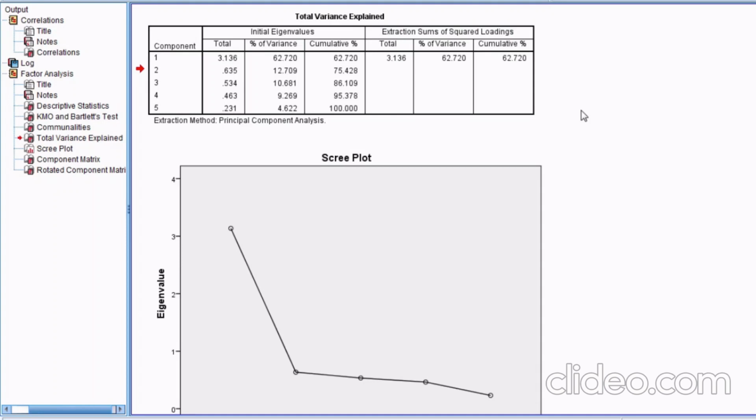Okay, so to review, in our example here, we have one component, and next we'll go ahead and look at our component matrix. And our rotated component matrix.